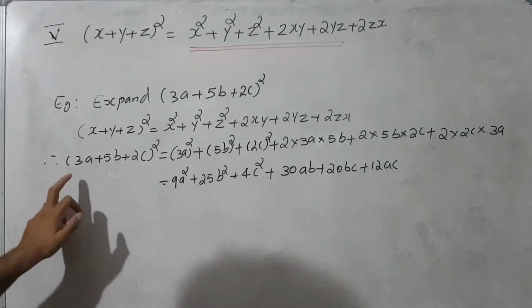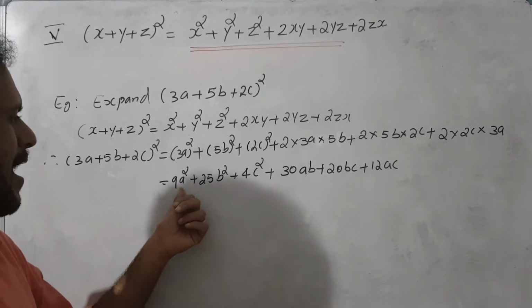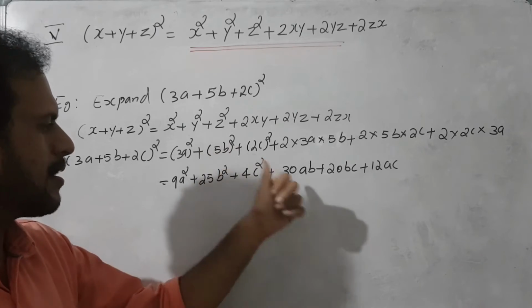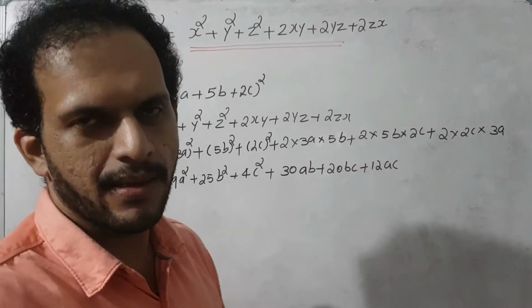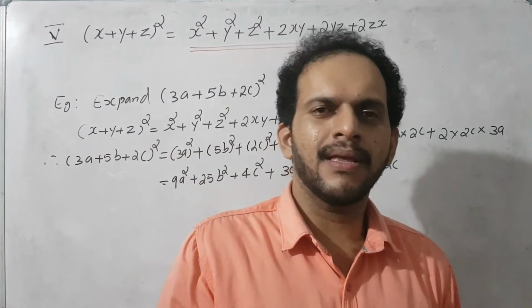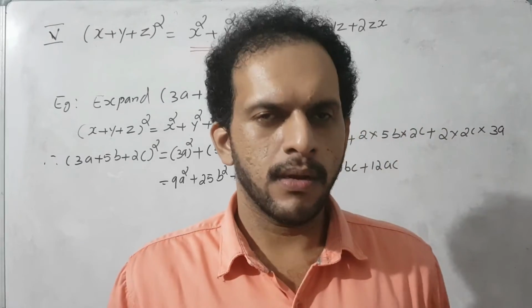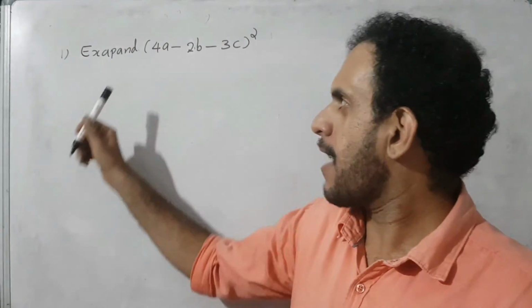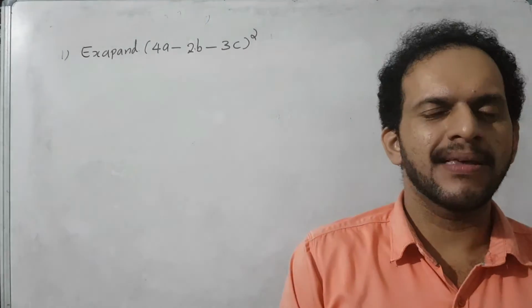Then what is the expanded form of (3a + 5b + 2c) whole square? That one is 9a square plus 25b square plus 4c square plus 30ab plus 20bc plus 12ac. Okay? Then just like we apply the fifth identity to expand the polynomial, our next question is like this. Expand (4a - 2b - 3c) whole square.